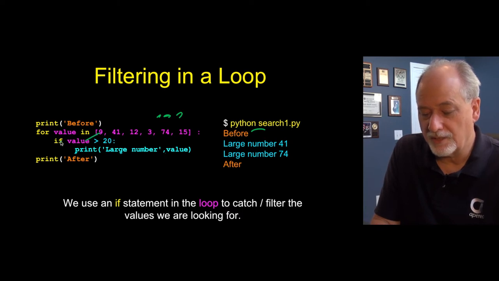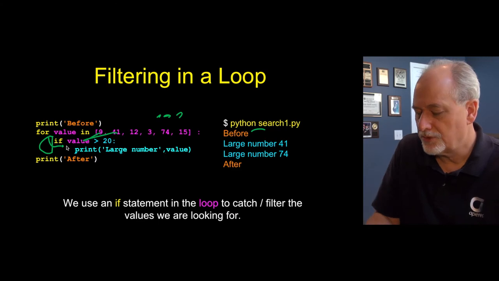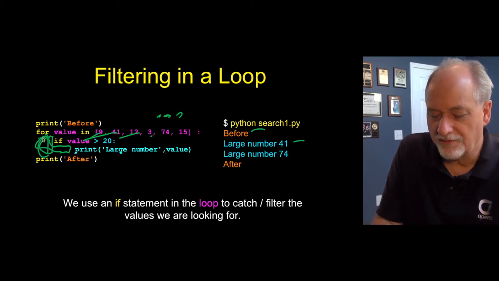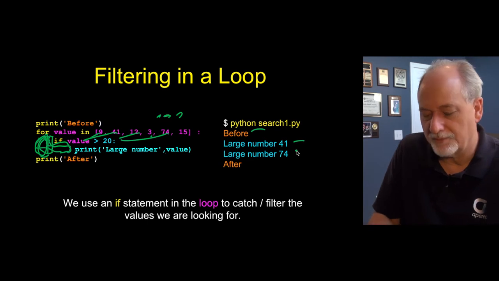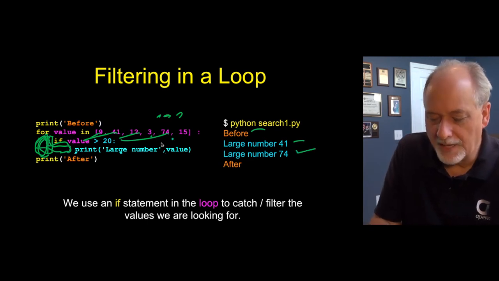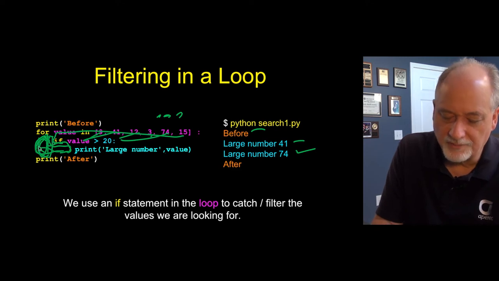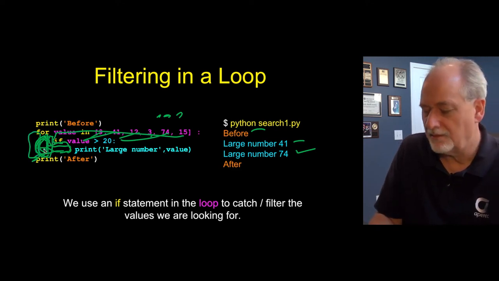Well, if 9 is greater than 20, it's false, so it goes back up. 41, true, so it prints out 41, then goes back up. 12, false, goes back up. 3, false, goes back up. 74, true, so it runs this, so out comes that little print statement. Goes back up, and then 15 is the last one, and that's false. It goes back up and the for says we're done, and then we do afterwards.